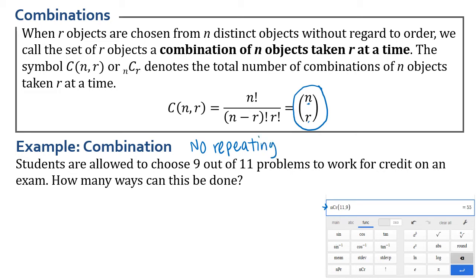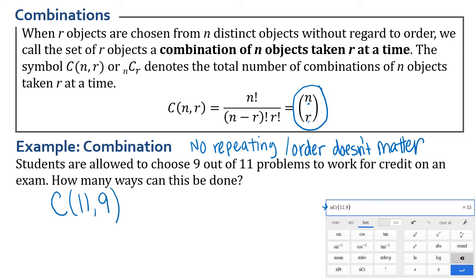And let's see, does the order that I choose the 9 problems matter? No, the order does not matter. And that's when you know you're using a combination and not a permutation. All right, so if I set this up, this would be using a combination, our n value. So there's 11 problems they're choosing from, and they're picking 9 out of those. So our r is 9.